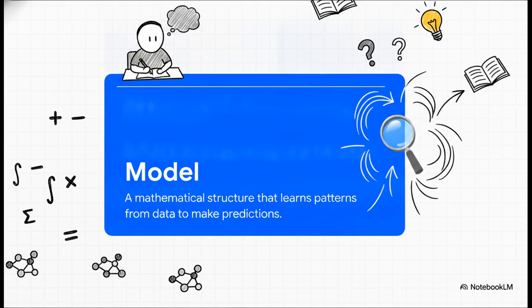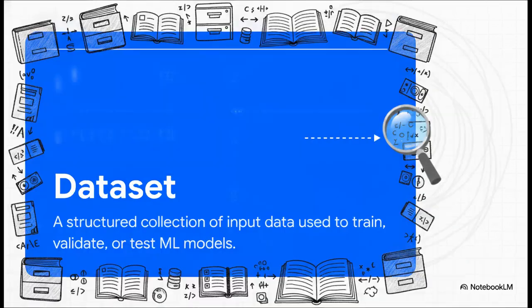But right now, our student doesn't actually know anything. It needs something to study. And that brings us to the dataset. If the model is our student, well, the dataset is its massive, sprawling library of textbooks. Simply put, a dataset is a structured collection of input data.